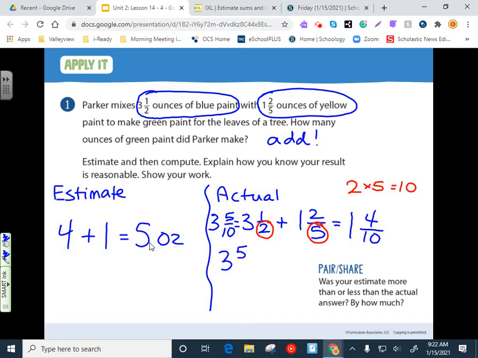So 3 and 5/10 plus 1 and 4/10 equals 3 plus 1 is 4, and 5/10 plus 4/10 gives us 9/10. And we're just 1/10 away, 1/10 ounces. We're only 1/10 away from 5 ounces, so that's very reasonable because the actual and the estimate were super close. There we go.